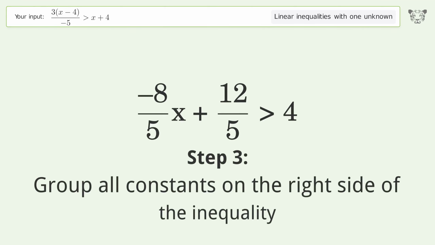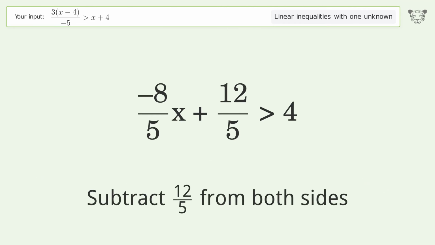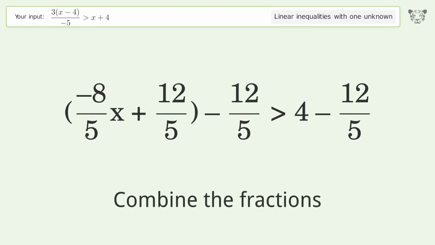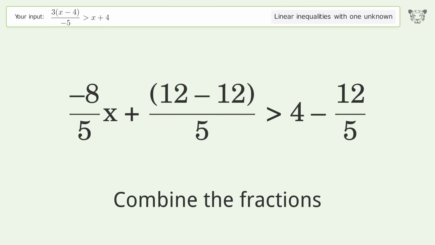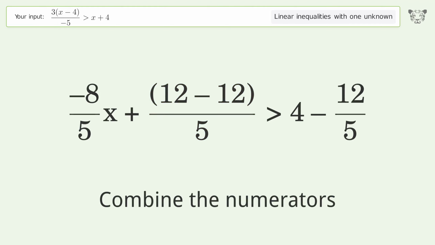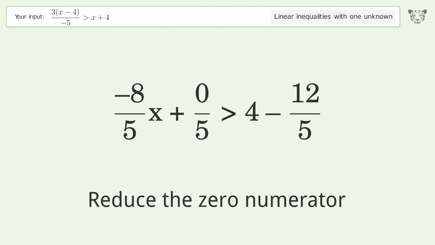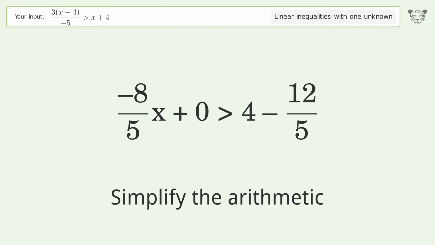Group all constants on the right side of the inequality. Subtract 12/5 from both sides. Combine the fractions. Combine the numerators. Reduce the zero numerator. Simplify the arithmetic.